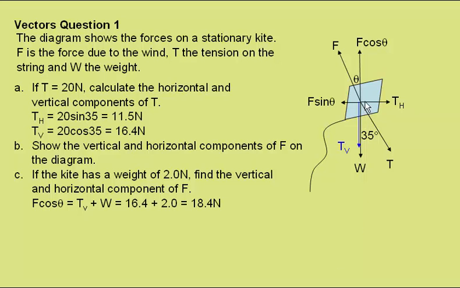Also, we can say that the horizontal component of tension will be equal to the horizontal component of F, F sine theta. So we can write F sine theta is equal to T sub h, which we found previously at 11.5 newtons. So that is our horizontal component of F.